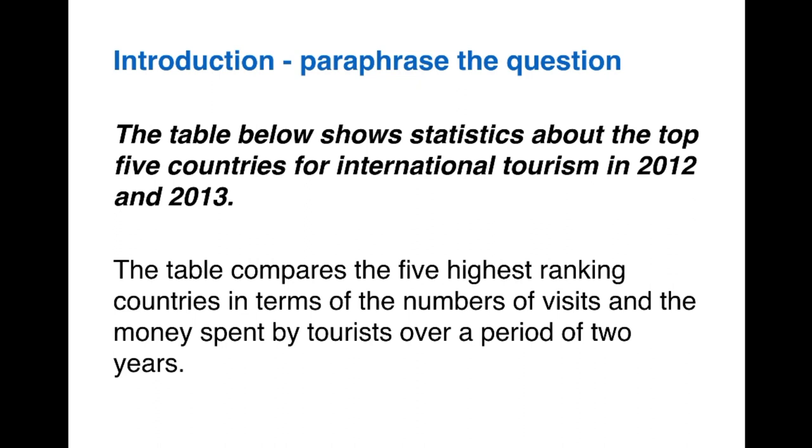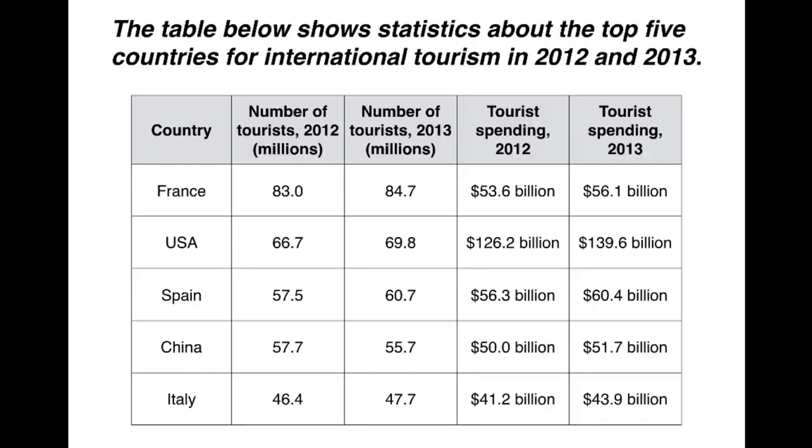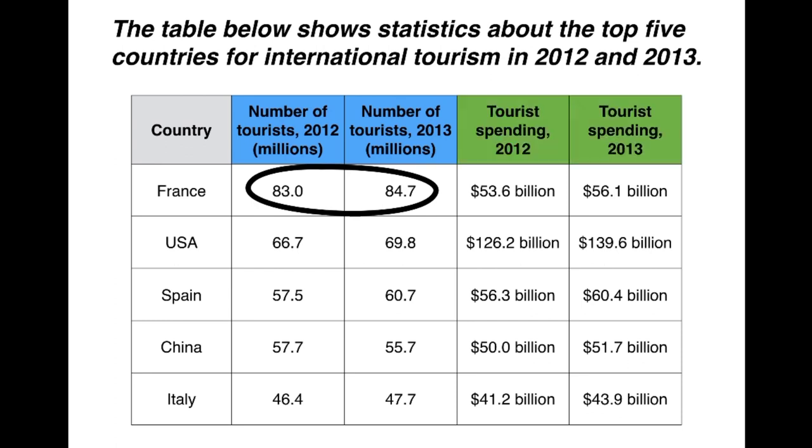The table compares the 5 highest ranking countries in terms of the numbers of visits and the money spent by tourists over a period of 2 years. Now we can go on to the overview. 2 sentences, 2 main points. So let's look at the table and find 2 main points to describe. I'm going to keep this one very simple and choose 1 main point about numbers of tourists, which will be France, the highest numbers, and 1 main point about tourist spending, which will be USA, the highest numbers.